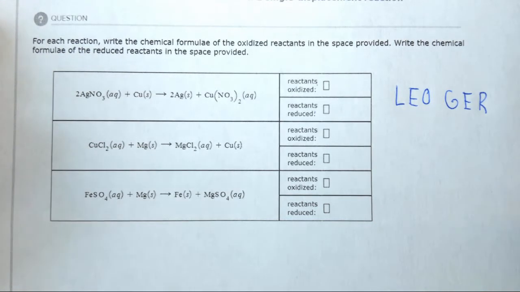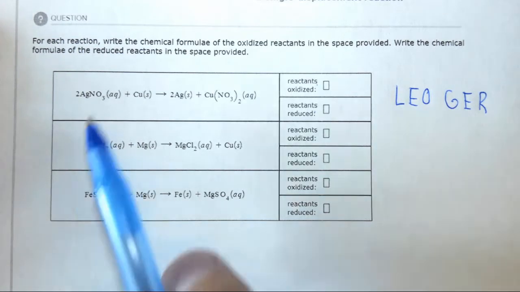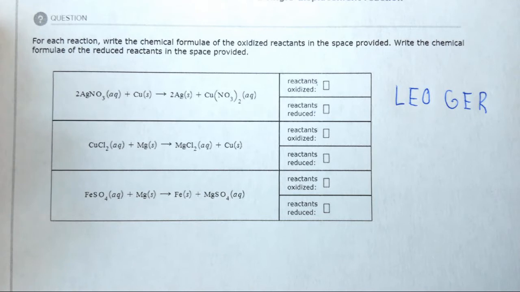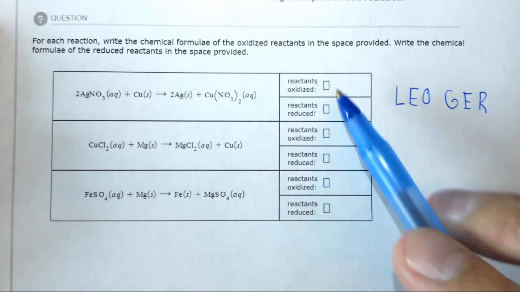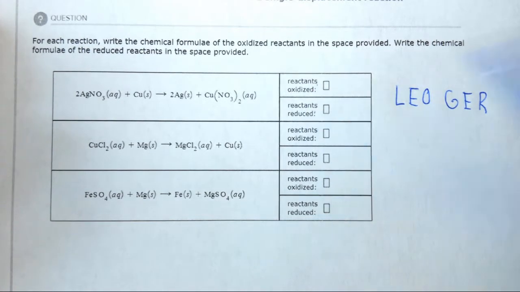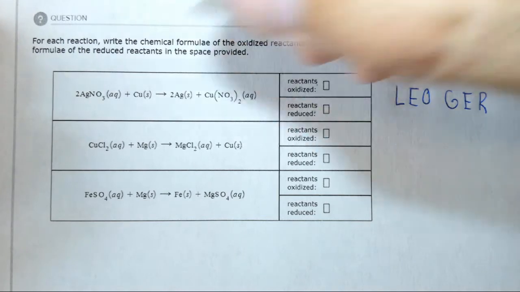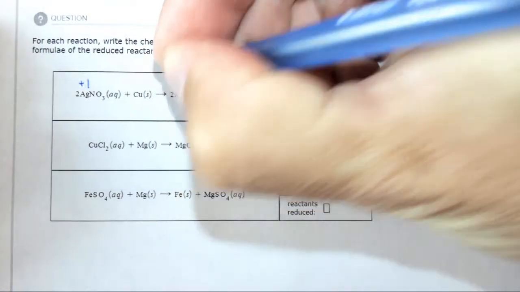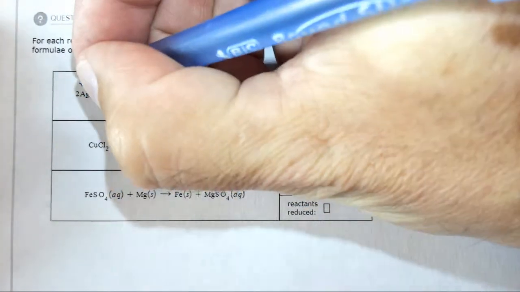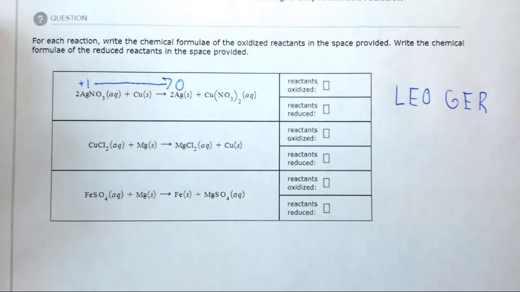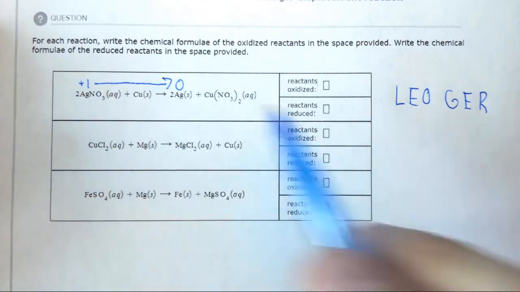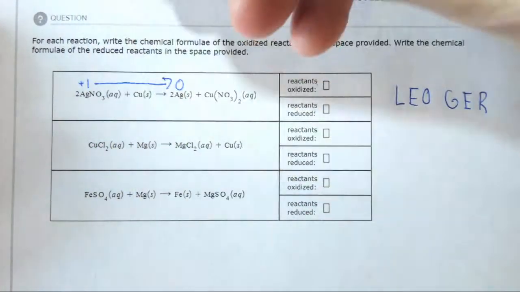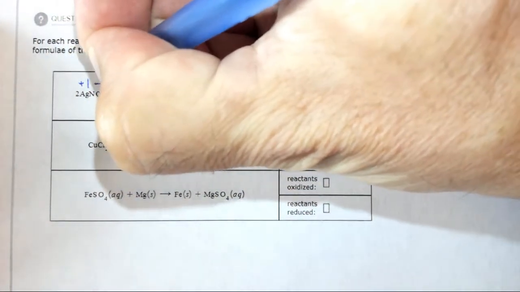In other videos that are probably attached to this playlist, you may be able to get a little bit more information about how to assign the oxidation states and things like that. But here I'm going to focus on the reactants that are oxidized and the reactants that are reduced. So in this case, silver goes from +1 to 0. So it was +1 and now it is 0, so it has gained electrons. So it is reduced.